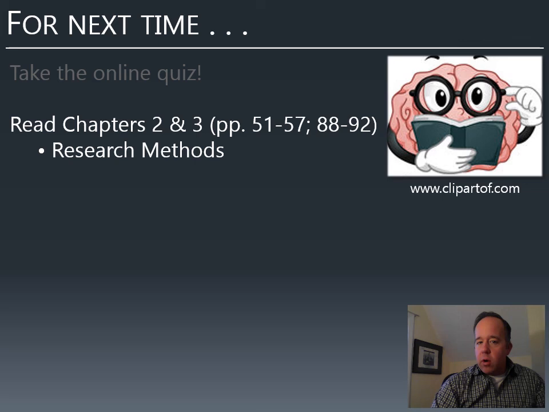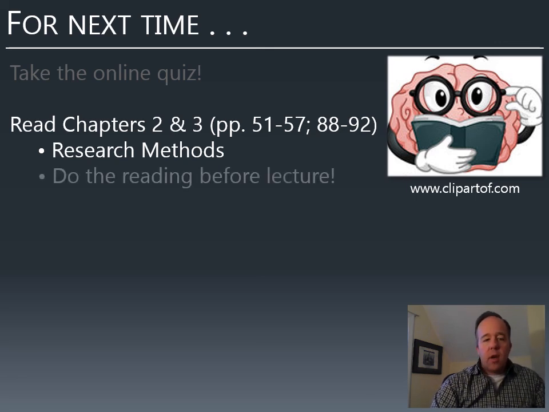We'll be talking about research methods. So how do we collect data on the brain? How does that process work? What can we do with those methods? What can we not do with those methods? What are the risks and pros and cons?